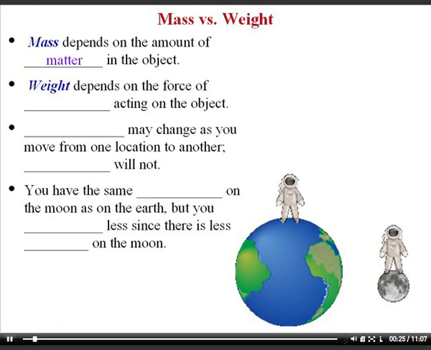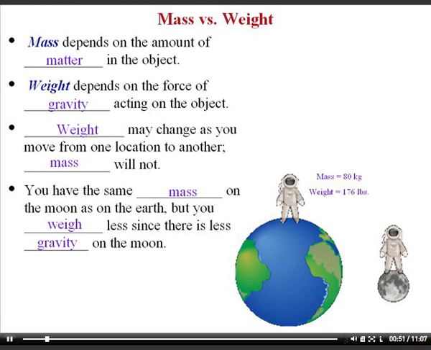Now the weight of an object actually depends on the force of gravity acting on the object. So your weight can change if you move from one location to another, such as moving from the Earth to the Moon, but the mass will not. Now the unit for weight in the English system happens to be pounds. In the metric system it's called a newton, and the mass unit in the metric system we know is a kilogram.